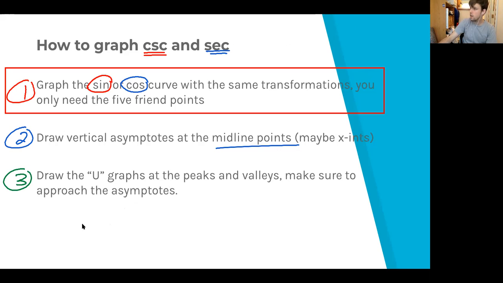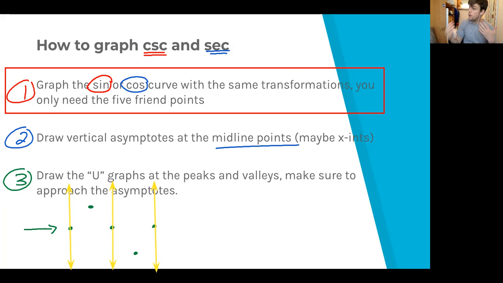So let's say we're trying to graph a cosecant graph. Well, we're going to make all of our plotted points for a sine curve. So here's our 5 friend points, kind of the basic shape of that. This is our midline right in here. So everywhere that we have a midline point, we're going to draw those vertical asymptotes. So I'll go ahead and sketch those in. So we'll have a vertical asymptote here, a vertical asymptote here, and a vertical asymptote here.